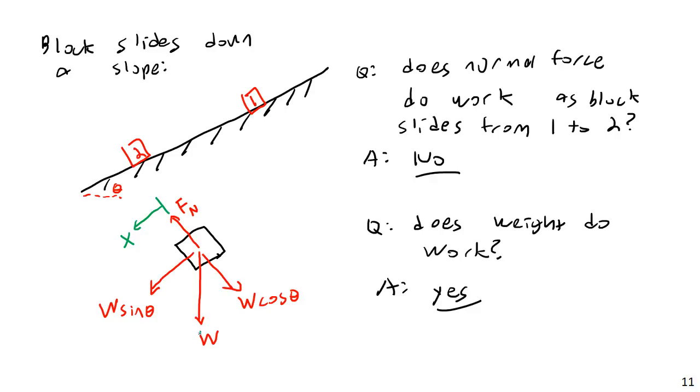But look at gravity, look at weight. It has a perpendicular and a parallel component. The perpendicular component will not do any work because it's also perpendicular to the path. But the component that is parallel to the slope will be along the path of the block, and that will mean it can, in fact, do work. So I sort of raised a question there: how could normal force do work?